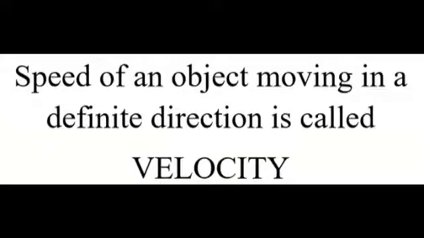To specify the speed of an object, we require only its magnitude, not the direction. The rate of motion of an object can be more comprehensive if we specify its direction. The quantity that specifies both speed and direction is velocity. How can we define velocity? Speed of an object moving in a definite direction is called velocity. The velocity of an object can be uniform or variable.